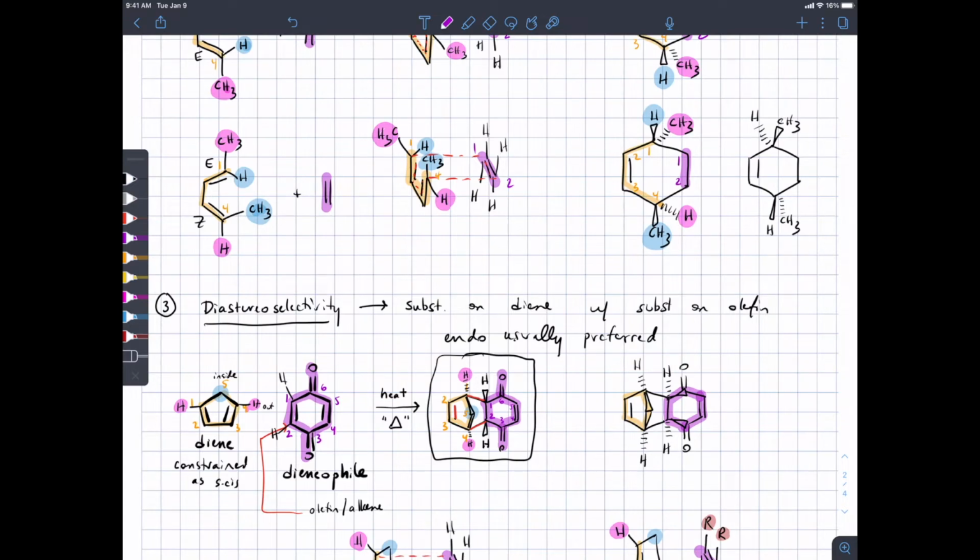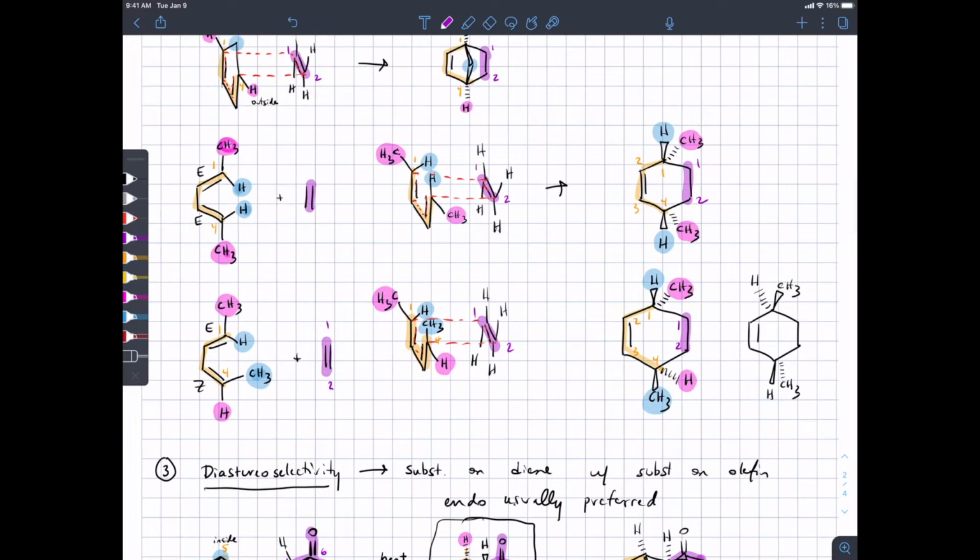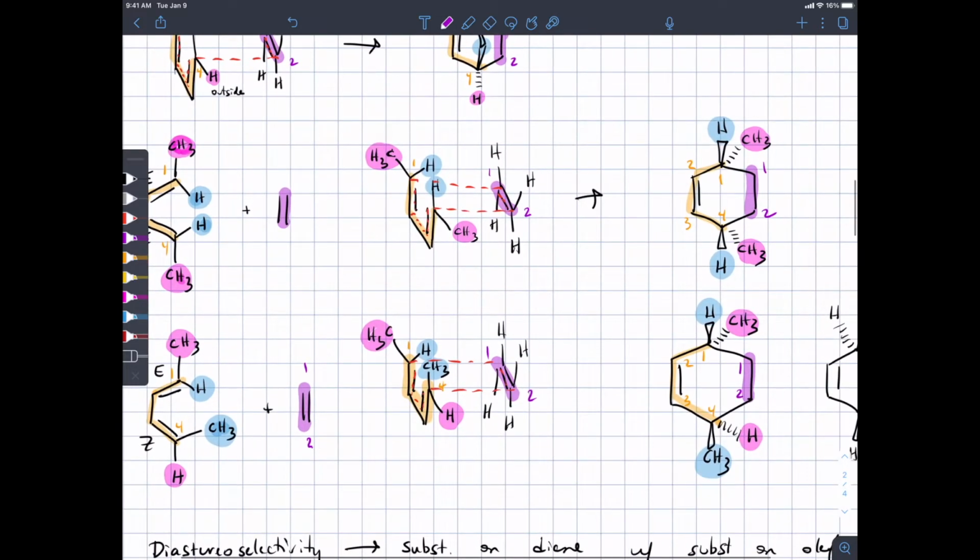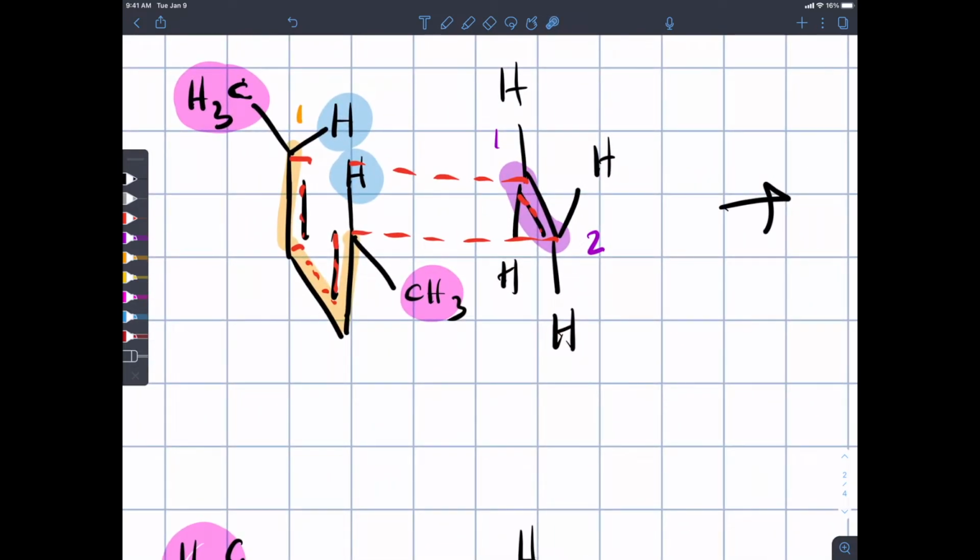You could argue here that in this example, carbons 1 and 4 were not identical. One is in an E double bond, the other's in a Z double bond. However, the carbons of the olefin were identical. And because of that, we've never had to worry about whether orange 1 makes a bond with purple 1 or with purple 2, and similarly, whether orange 4 makes a bond with purple 2 or with purple 1.